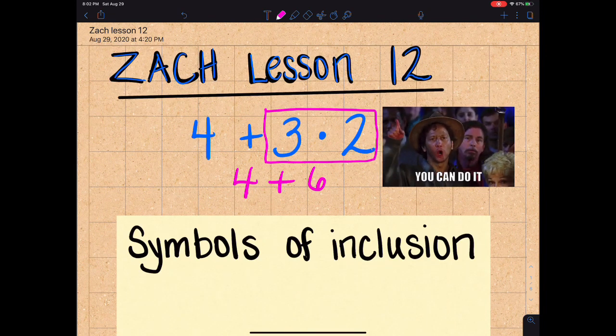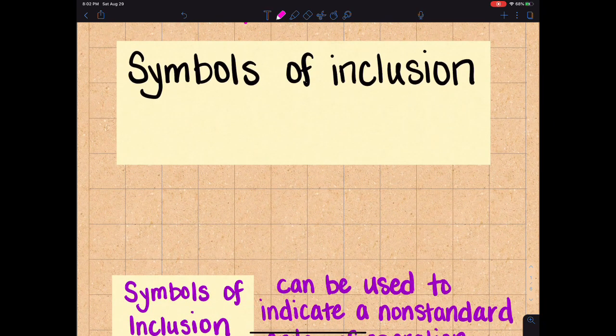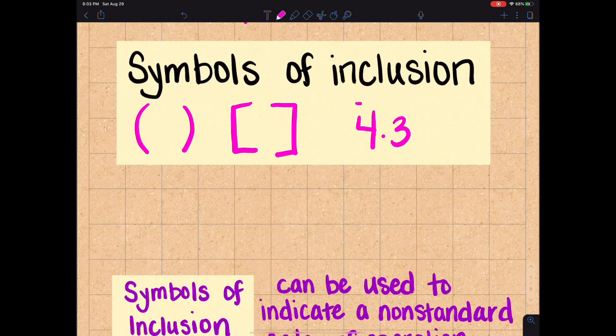So you knew that already, but sometimes what we do in some of these problems to make it a little bit less confusing, believe it or not, to simplify it, is we add symbols of inclusion. Okay, and so symbols of inclusion are going to be something like parentheses, like that, or it's going to be brackets, like that. And sometimes it's a bar. So if we're doing like 4 times 3, the bar would go above it like that. And those all sort of would indicate that you do what's inside the parentheses first. Okay, so let's look at some examples.